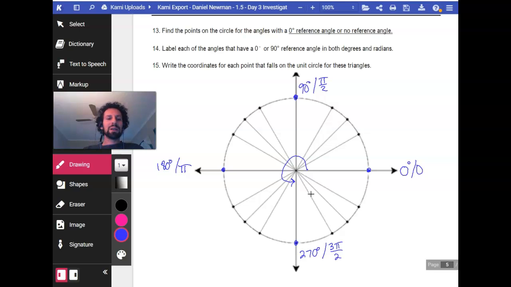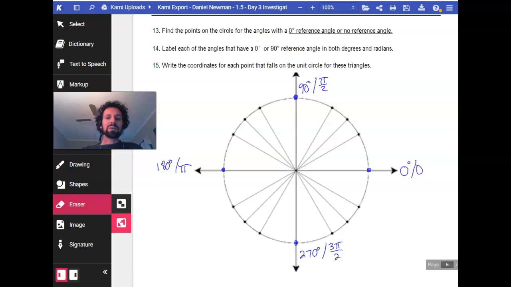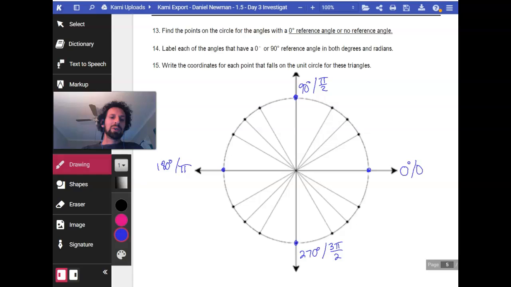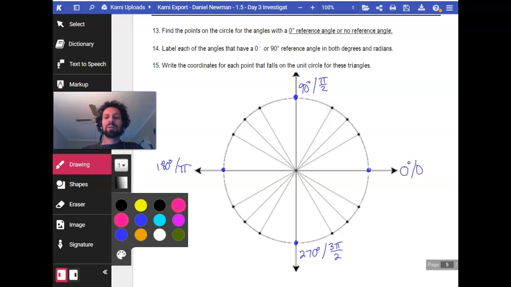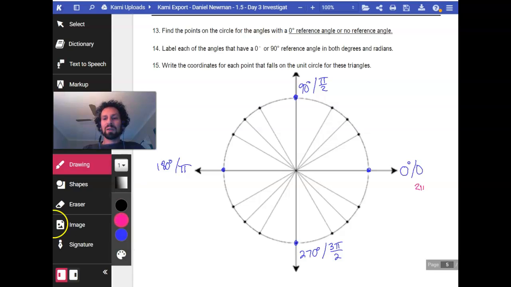And then again, all the way around the circle will get you to 2 pi radians, or, oops, 360 degrees for sure. That is all the way around the circle. Okay. So importantly, those are our angles.